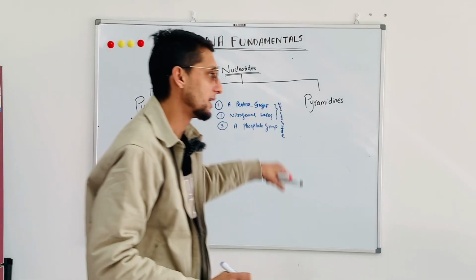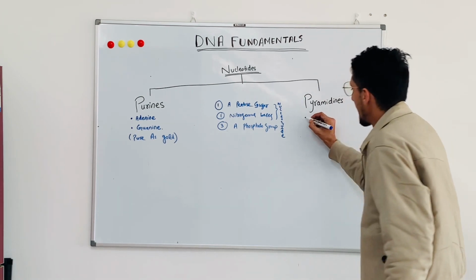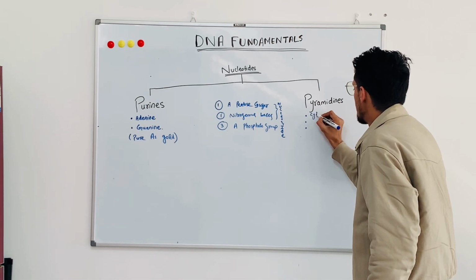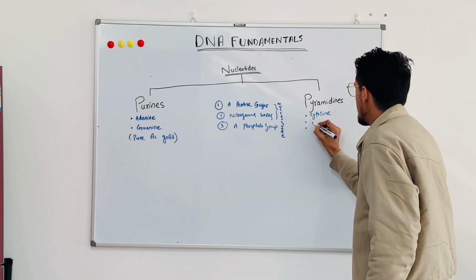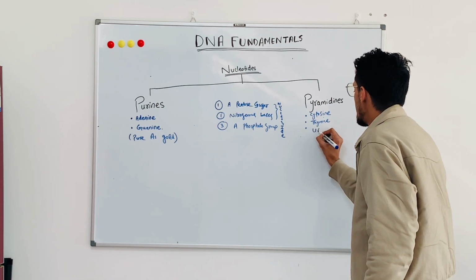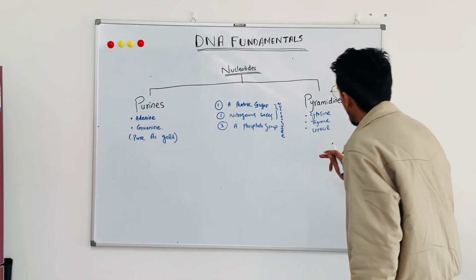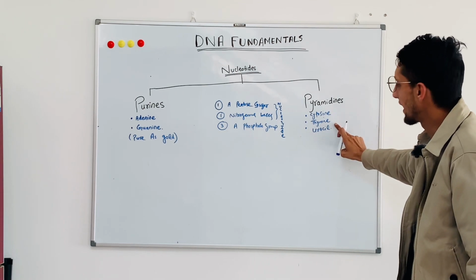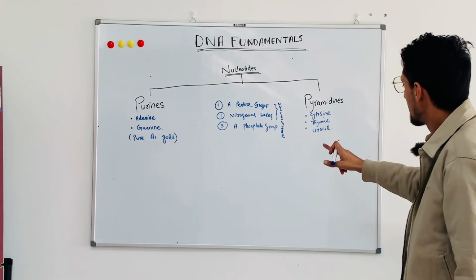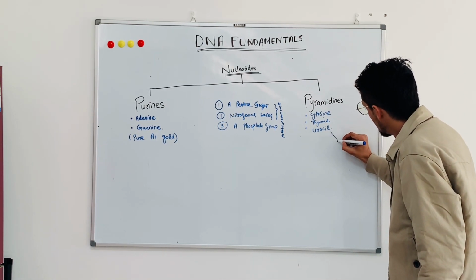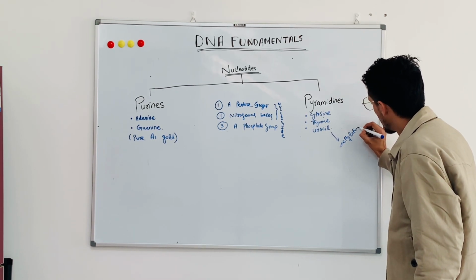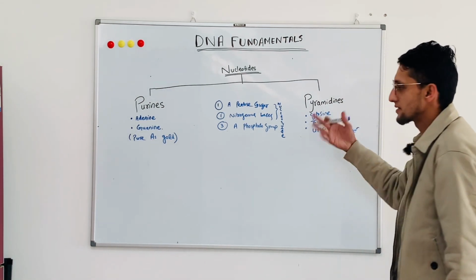Let's move toward the pyrimidines. There are three types of pyrimidines. The first one is cytosine. The second one is thymine. And the third one is uracil in case of RNA. In case of DNA, there are only cytosine and thymine, and thymine is replaced by uracil in RNA. So only a methyl group is required, methylation is required for uracil to become thymine. That is in the case of DNA.